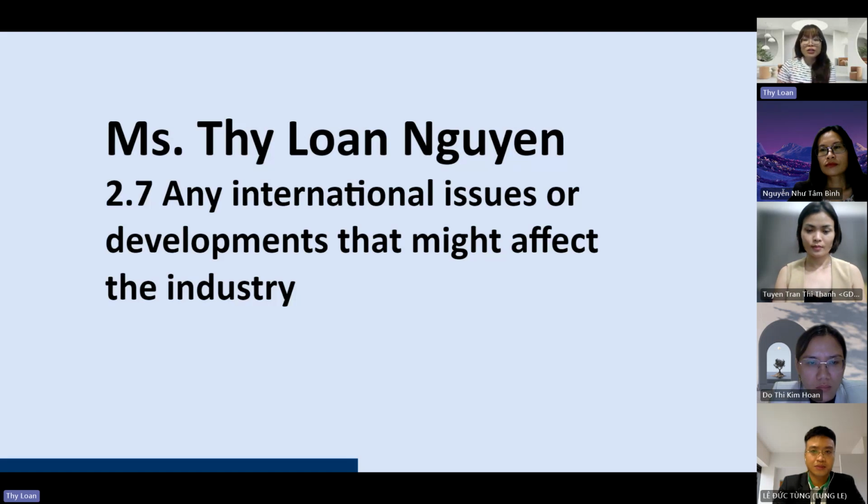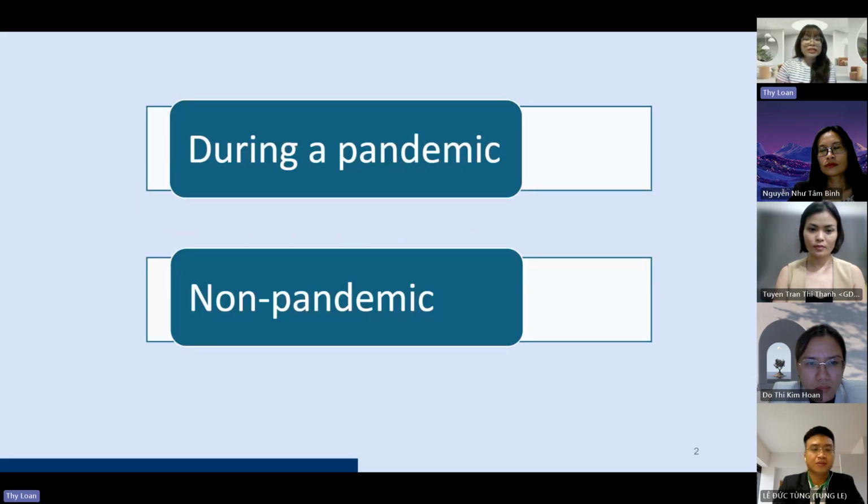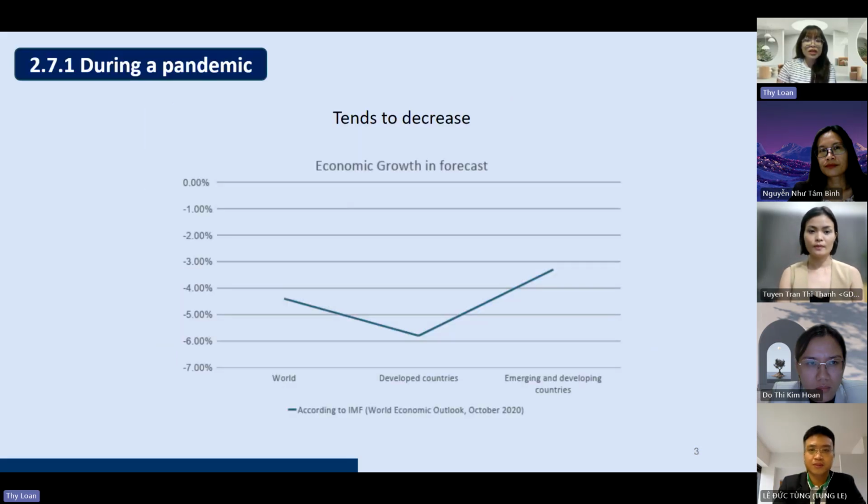The international issues or developments that might affect the supply and demand of laptops in Vietnam. Following these sessions, we will divide into two periods, which are during the pandemic and non-pandemic. First period, during the pandemic. As you know, the COVID-19 disease gradually spread in the world in 2020. Some forecasts about economic growth were indicated. According to the IMF, growth rates were negative, with various rates depending on the region of the country.